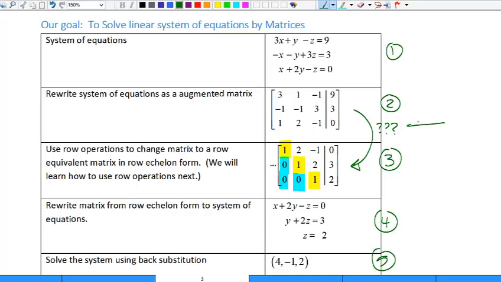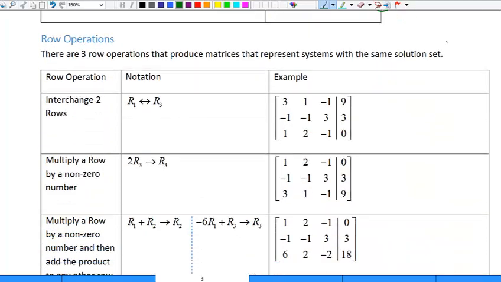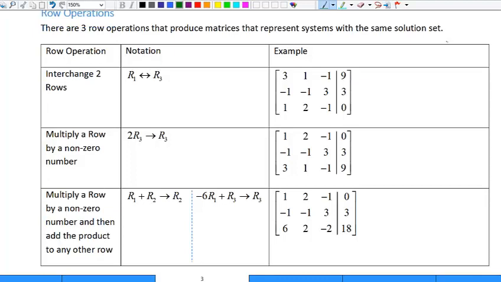We need to focus in on this step right here. How in the world are we going to get an augmented matrix to look more like a reduced row echelon matrix? So what we need to do there is we need to learn about row operations first. There are 3 types of row operations that produce matrices that represent systems with the same solution set. So I'm going to be changing my matrix in each step to give me a different matrix, but also gives me the same solution set.